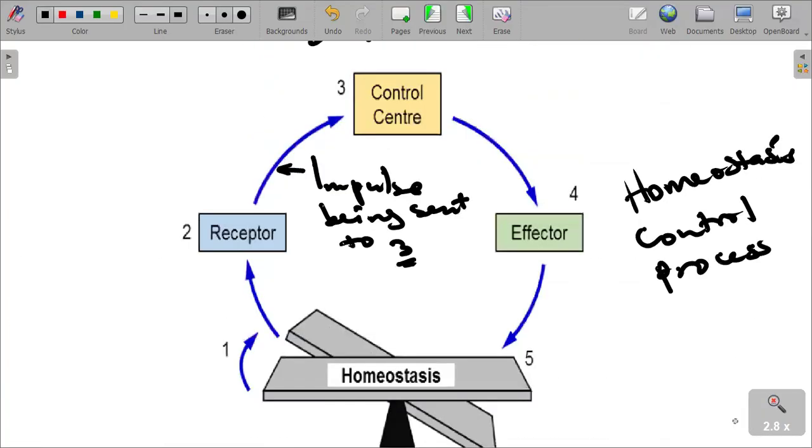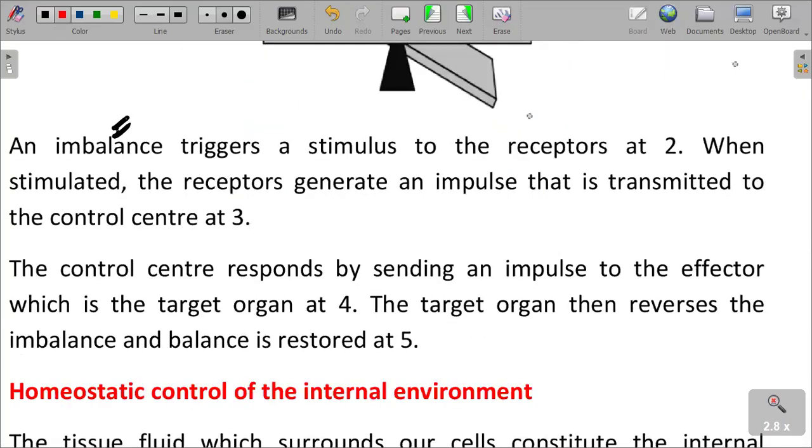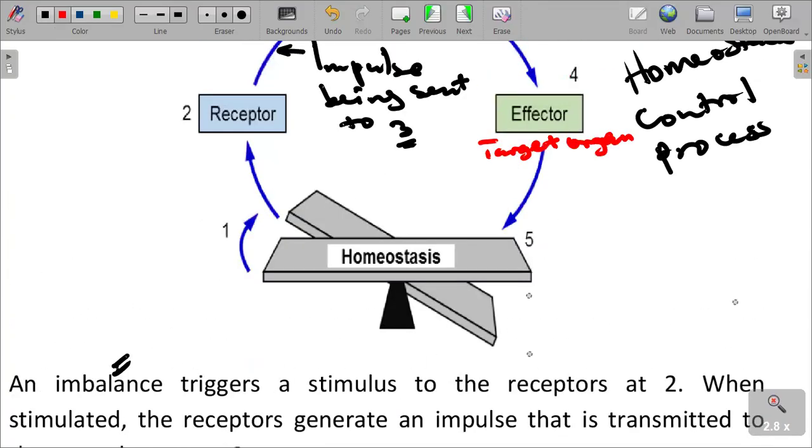So what you need to understand is that all these are impulses. These are signals being transferred. The signal is transferred from the control center and sent to the target organ. We can just say that we have the effector. We are talking about the target organ here. The target organ is the effector there. So the effector responds, and the target organ then reverses the imbalance and a balance is restored at 5. So here at number five, what is sent is what? It is the feedback.